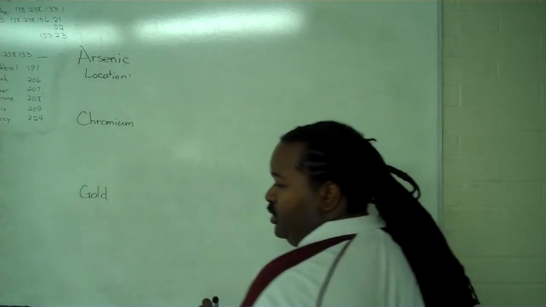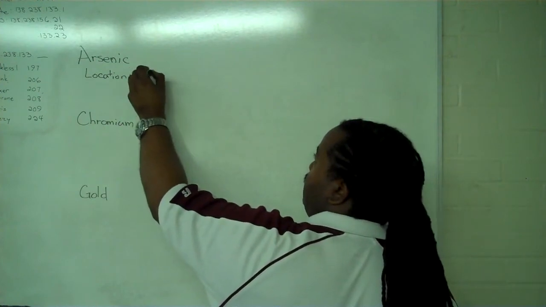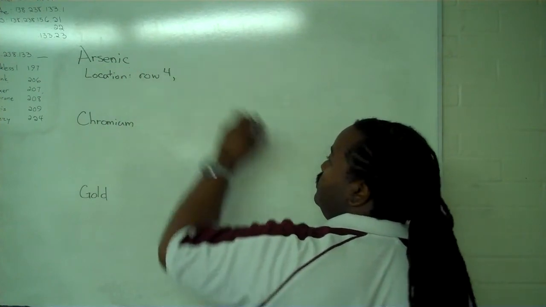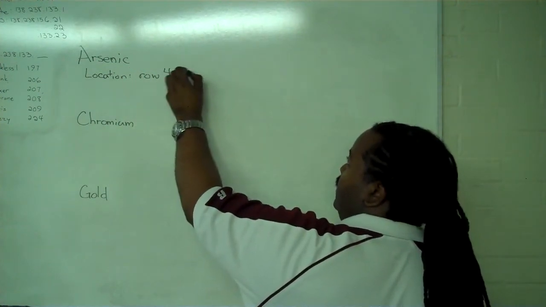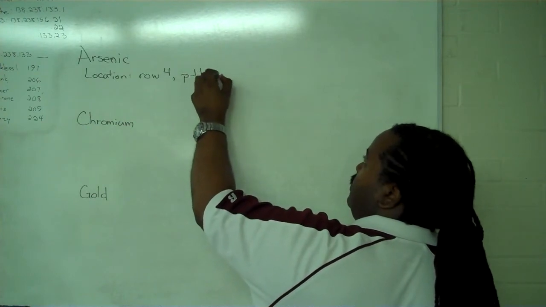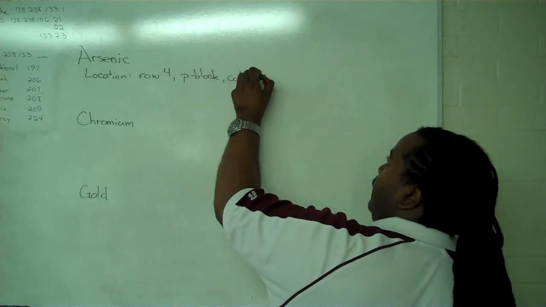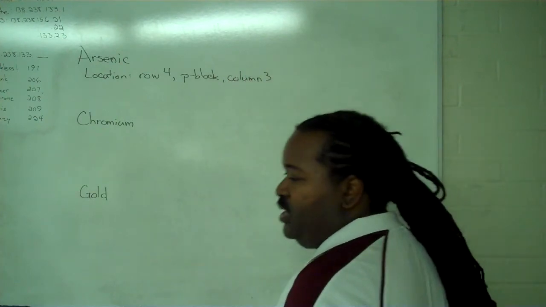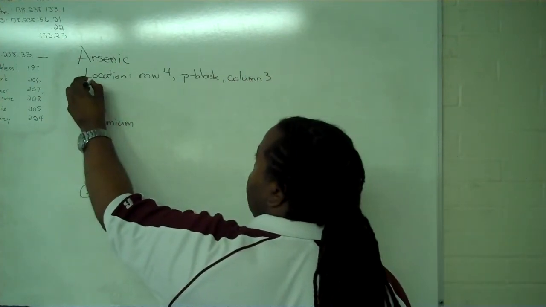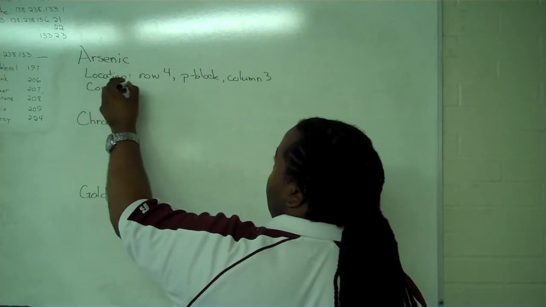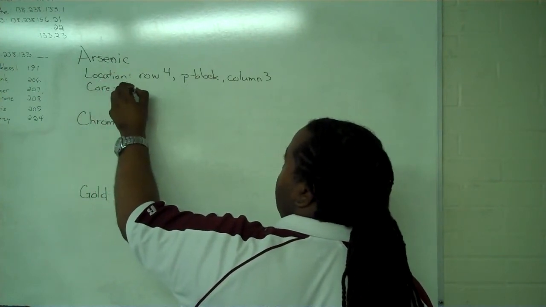in the periodic chart. And we see that's in row 4. Arsenic is in the P block, and it's in column 3. The next thing we do is identify the noble gas core. It's argon.